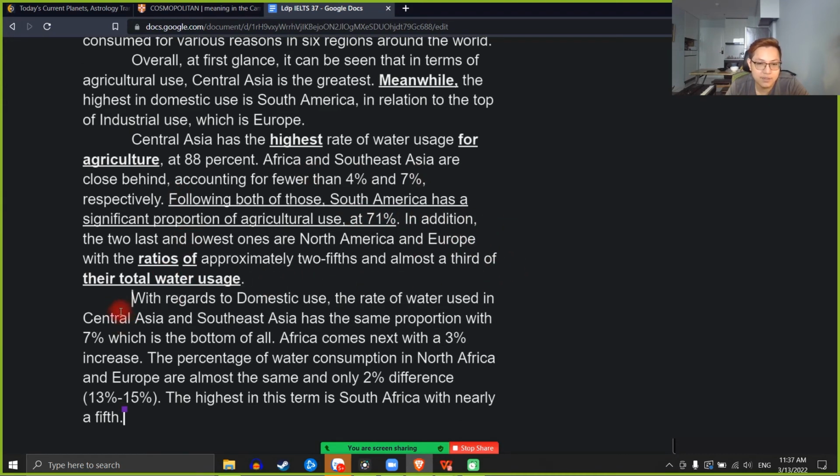Okay, with regards to domestic use, khi mà với sự cân nhắc về cái domestic use, the rate of water use, and okay, this is a noun form, this is a verb form, so it's good. Not counted as repetition of the same word in the same sentence. Một cái là dạng động từ, một cái là dạng danh từ use, cho nên không bị tính như lặp từ trong cùng một câu. Not repetition in the same sentence.